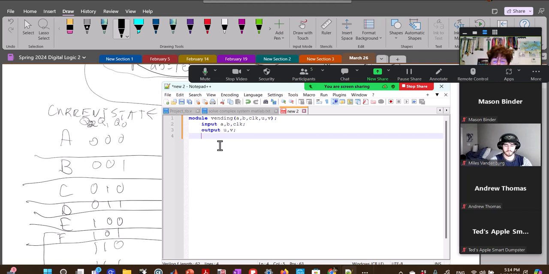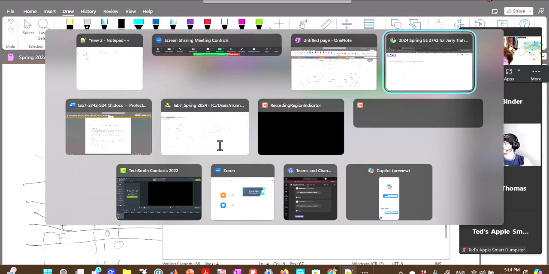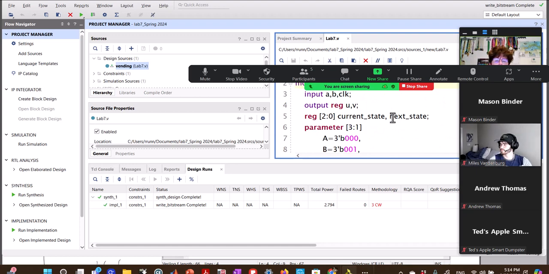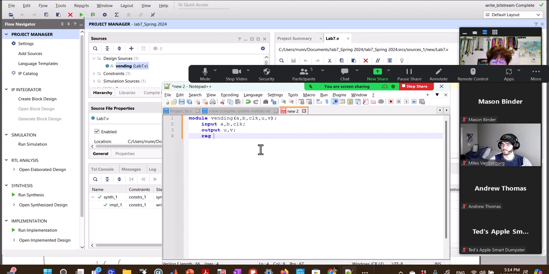So in order to do that, we need to have two separate variables. What I think I called them, and that's what I usually call them, is current state and next state. Yep, current state, next state. And they are 2:0 because they're 3 bits wide, because the state takes up 3 bits. If you wanted to do 3:1, that would be fine. I do them in this order because that puts the most important bit first.